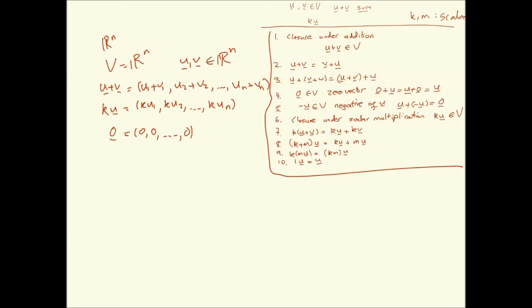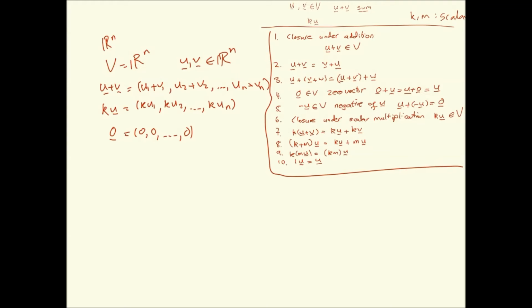Closure under scalar multiplication means when you multiply u by a scalar k, are you going to get n components? We are, of course. So the resulting vector when u is multiplied by k is still a vector in Rn. We therefore have closure under scalar multiplication. The remaining axioms are simply inherited, obvious, and don't really require proof, so I'm not going to prove them. They're all true. Now, that's our first example.